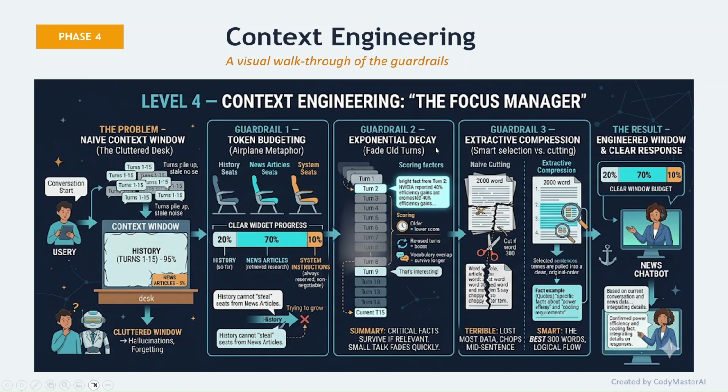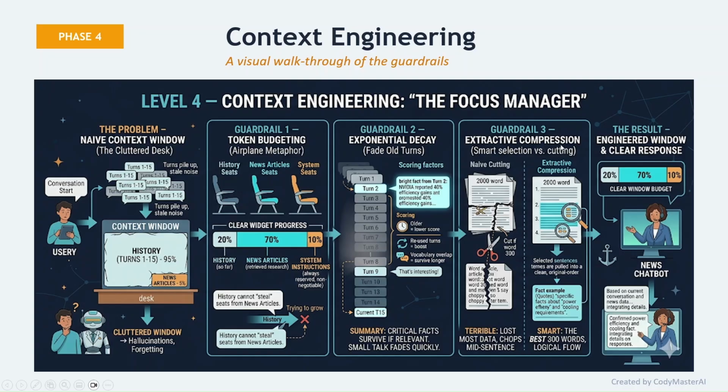Guardrail 2: Exponential decay. Instead of keeping all 15 turns or abruptly cutting off after turn 10, a sliding window, we fade old turns. Each turn gets a score based on 3 factors. 1. How old is it? Older equals lower score. 2. Has it been referenced recently? Reused turns get a boost. 3. Does it share vocabulary with the current question? Relevant turns survive longer. A critical technical fact from turn 2: NVIDIA reported 40% efficiency gains, survives if the current question is still about NVIDIA. Small talk from turn 8, that's interesting, fades quickly.